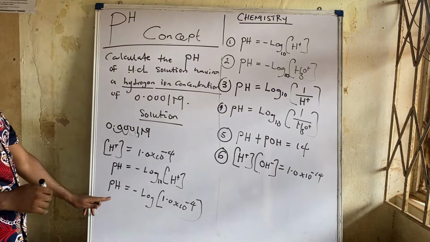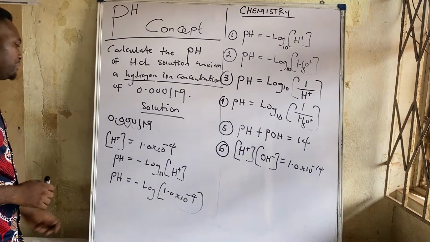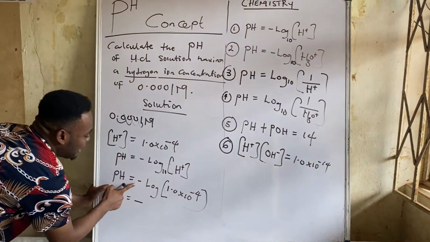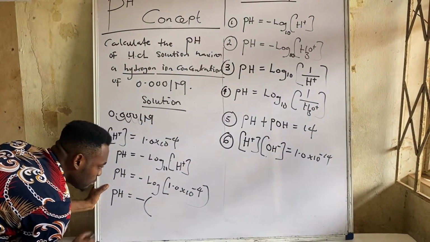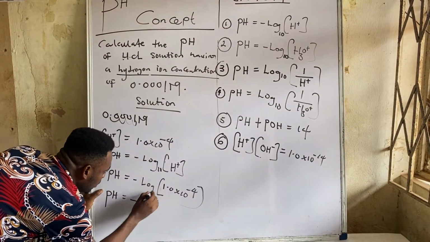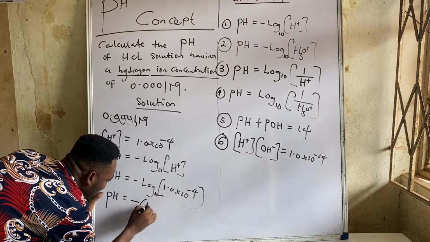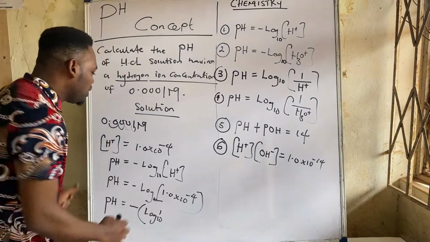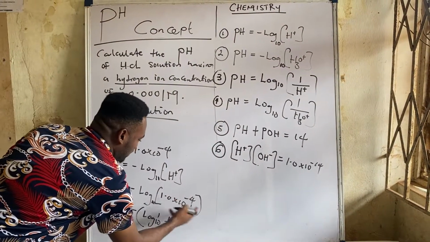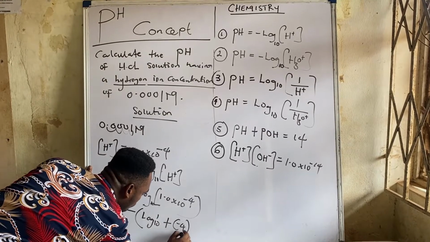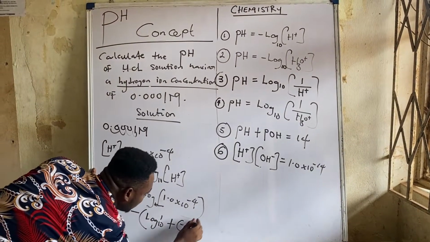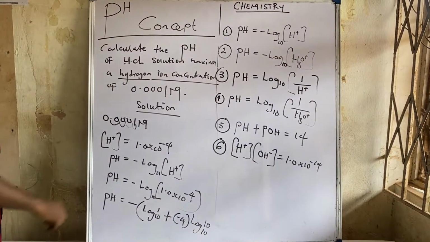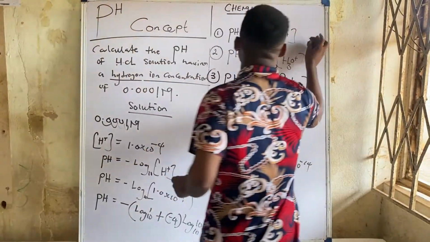Alright, remember this is normal method of solving. So that the pH will be equals to, this minus is outside, this is how we solve. Then, this is log 1 in base 10. Remember this is base 10. In logarithm, multiplication will change to addition. Plus, this minus 4 comes down, minus 4, log of 10 in base 10. This is how we analyze this. So I'll finish up the solving there. Alright?